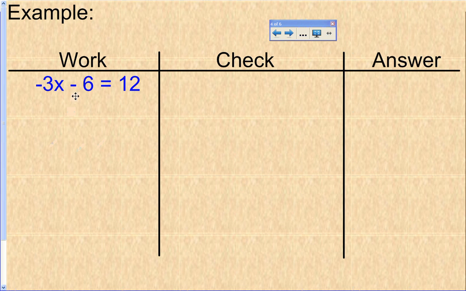Negative 3x minus 6 equals 12. So again, I'm looking at this side of the equation where the variable is. I need to get rid of the negative 3 and then get rid of the minus 6. So the question is, which one do I get rid of first? I've got to add or subtract to both sides first, so we're going to get rid of the minus 6 first by doing the opposite and adding 6. Minus 6 plus 6 is 0. 12 plus 6 is 18. Don't forget about the negative 3x, so I bring that down.